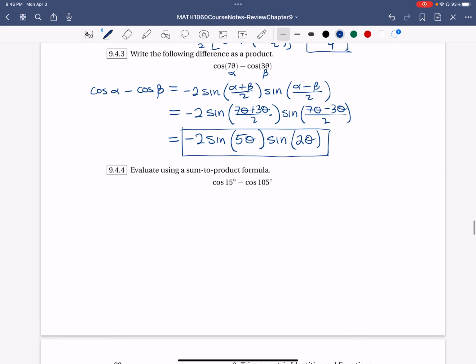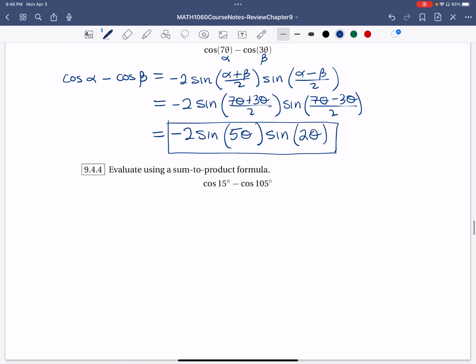Now we have a similar question. It says evaluate using a sum to product formula. Again, we have cosine of an angle minus cosine of another angle. And so we write down the formula that we need. Cosine of alpha minus cosine of beta is negative 2 sine of (alpha plus beta) over 2 times sine of (alpha minus beta) over 2.